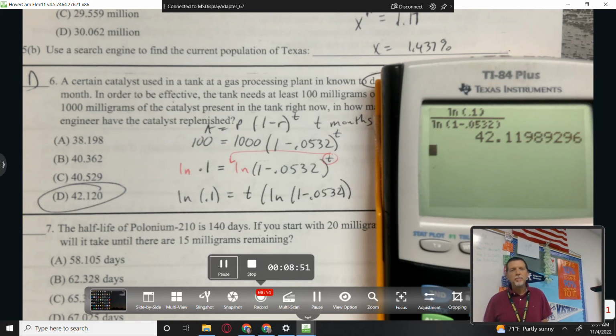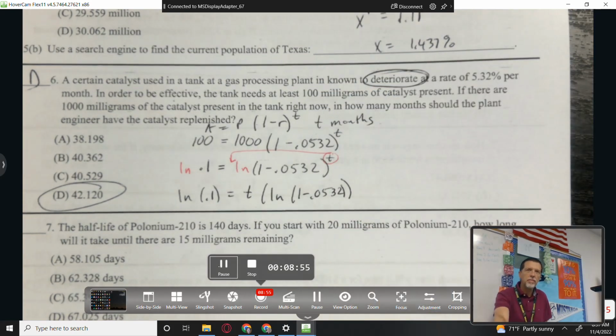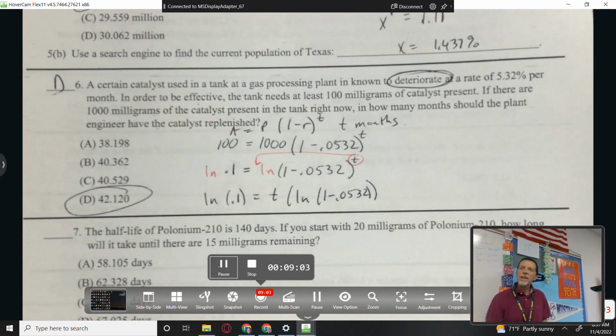A catalyst. Chemistry. They speed that up. That's right. Well, it doesn't make it go. It makes it go faster, right? Yeah, it makes it go faster.